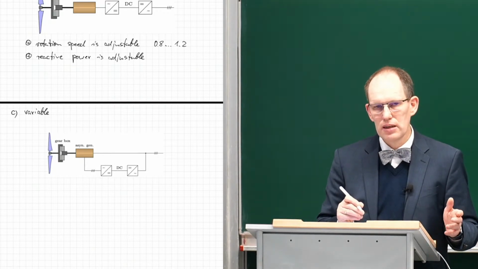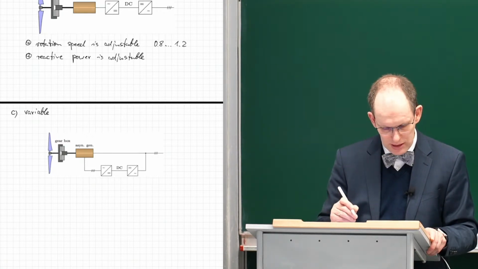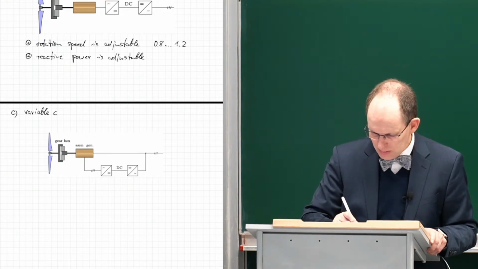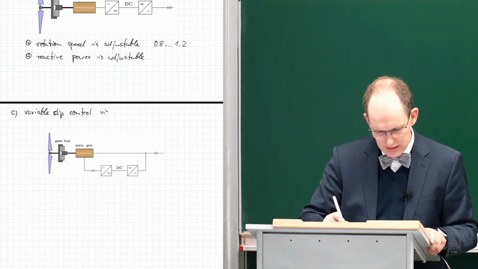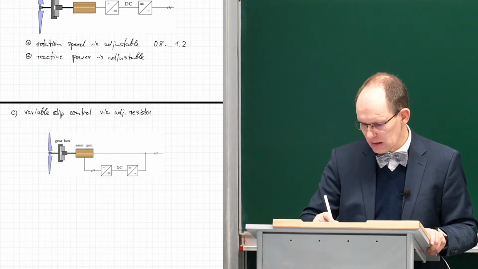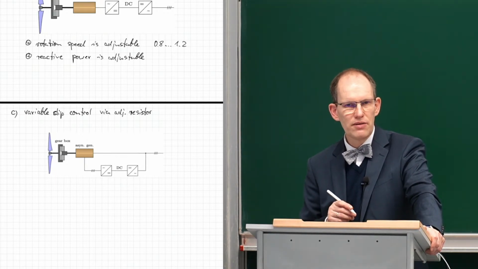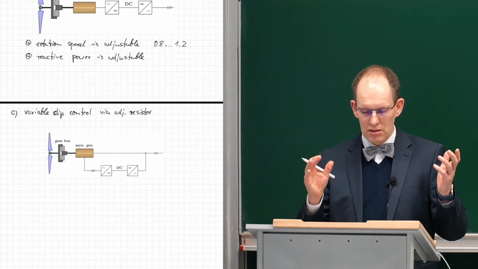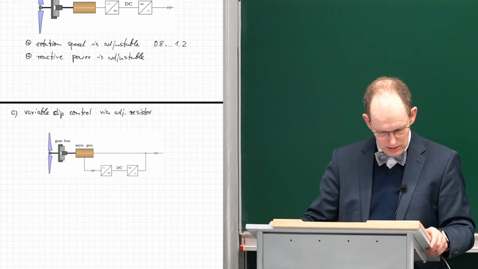So you know the slip between the rotor and the grid, basically. Variable slip control via adjustable resistors. When I say adjustable resistors, then I mean, of course, semiconductor devices, some thyristors or transistors.